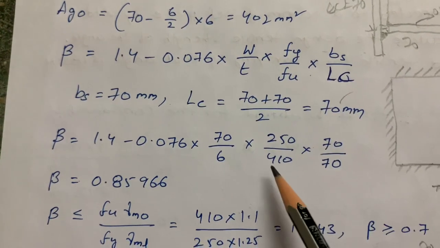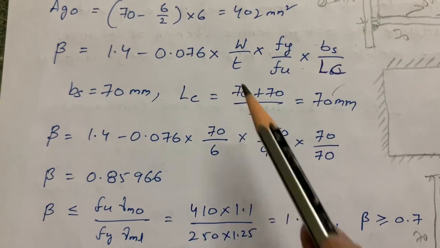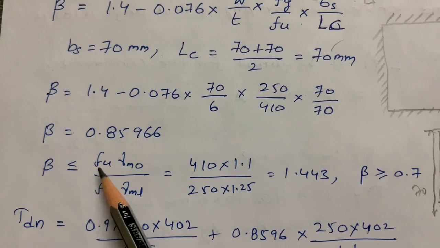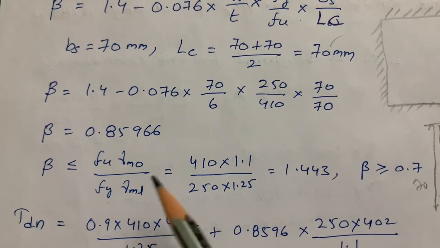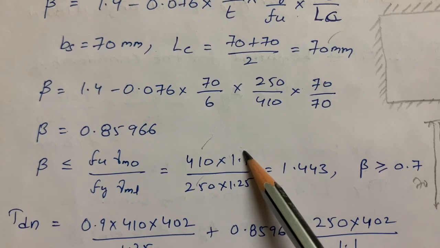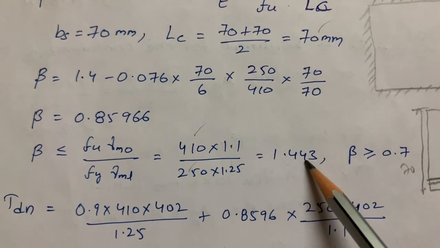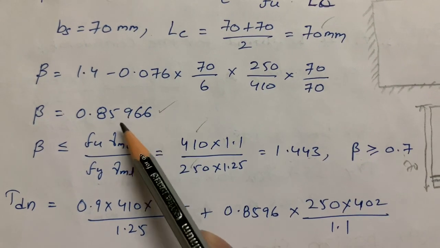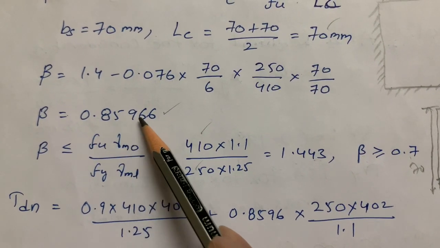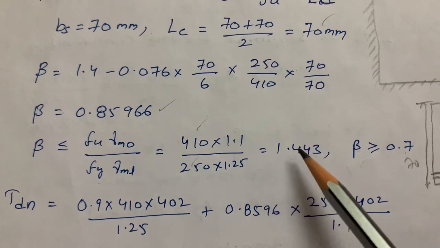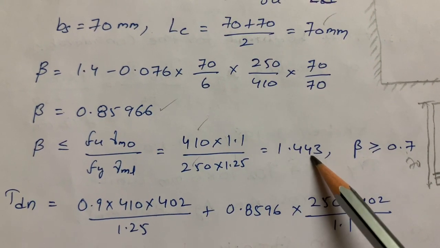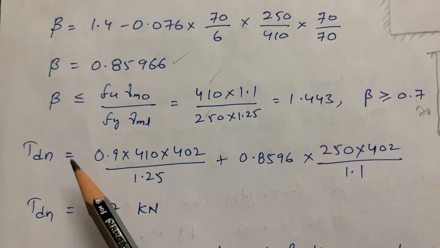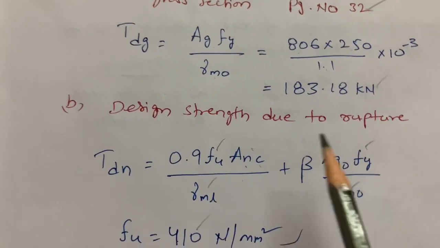Next, I am substituting all these values in the beta. So beta equal to, I got this value. But the code is specifying that beta should be less than Fu gamma m0 by Fy gamma m1. So Fu value we know, Fy value we know, these two values also we know. I got 1.443. Beta greater than or equal to 0.7. Hence it is satisfied. Beta, we got 0.85966, which is less than 1.433. I substituted all these values in this equation, the rupture strength equation.